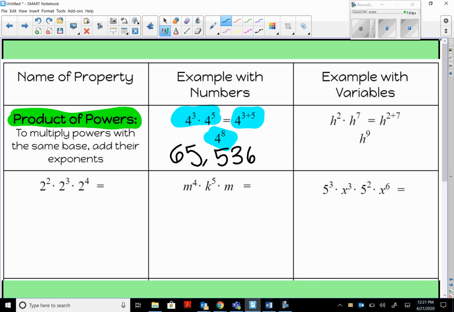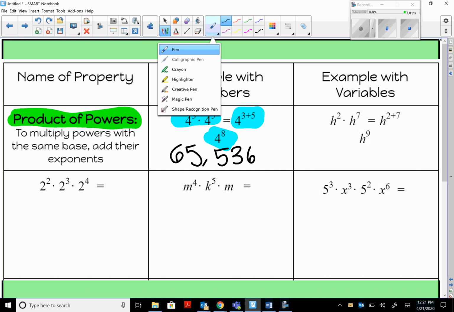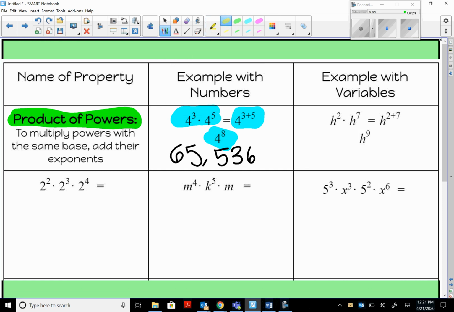All right, so another example with variables would be this one here. H to the 2nd power times h to the 7th. We have this h as the base for both. It's multiplication, so we can add the exponents, and our final answer would be h to the power of 9. We can't evaluate that because we don't know what h is equal to, so we leave it just like that, h to the power of 9.